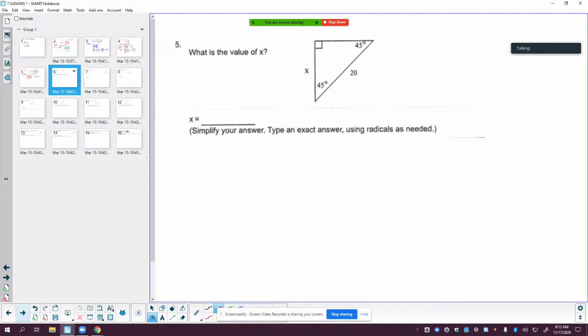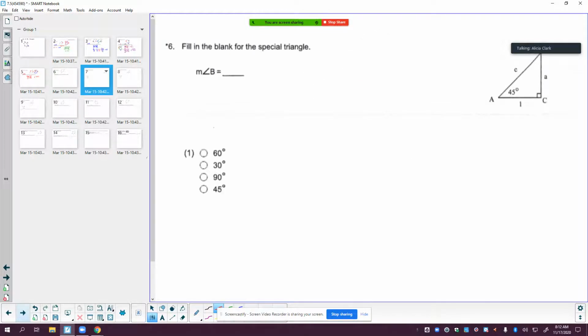Okay, so this one we actually already did. It was the same as number 2. Okay, so fill in blank for the special triangle.